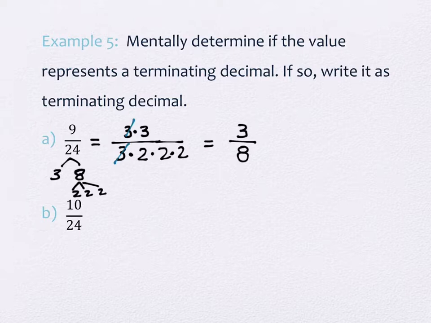But the question is, will it be a terminating decimal now? It will. And the reason it will is because the denominator has only factors of 2's or 5's. In this case, 2's only, but that's fine. So it is a terminating decimal. So if in fact I have a terminating decimal, what am I going to do? Write it as a terminating decimal, which means to do the division to see what that would be.